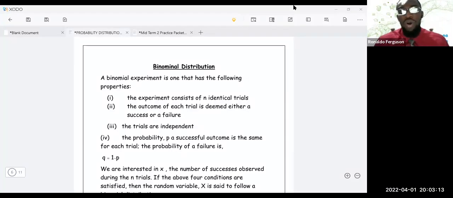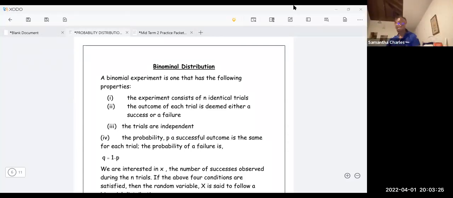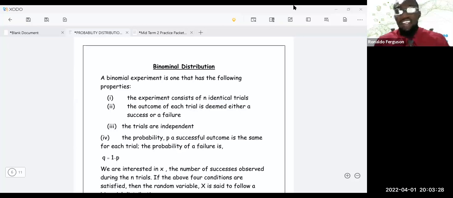Number two, the output of each trial is either deemed a success or a failure. The third thing about binomial distribution is that the trials are independent. Independent means whatever happens on the first trial doesn't affect what happens on the second trial, and what happened on the second trial doesn't affect what happened on the third trial, and so forth. And the fourth thing is that the probability p represents a successful outcome.